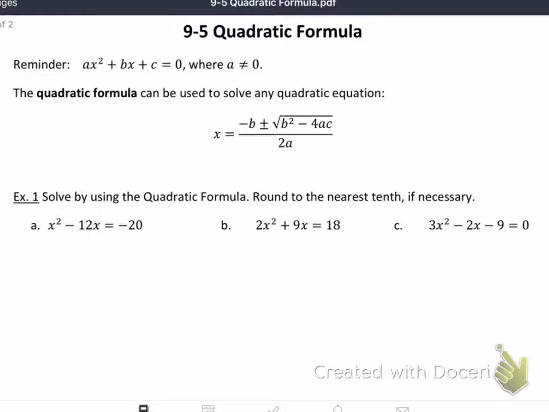This is the last section of chapter 9, quadratic formula. So we've been dealing with ax squared plus bx plus c is equal to 0, and we just got to make sure that the first number a is not equal to 0. Now, if you ever have this, then you can always use the quadratic formula.